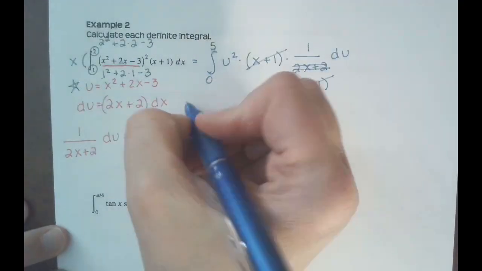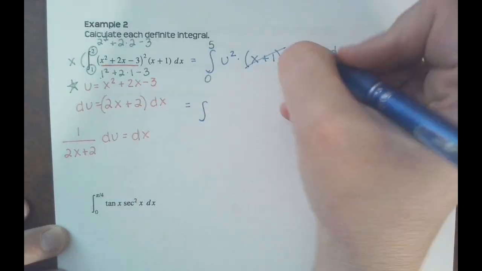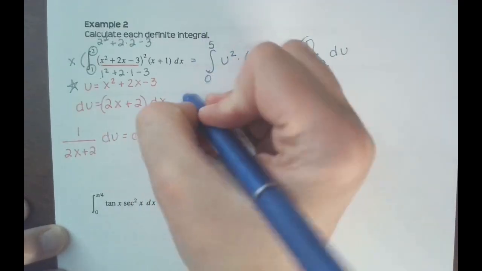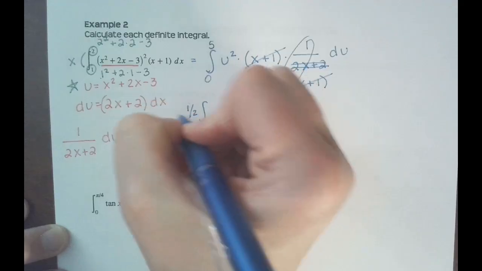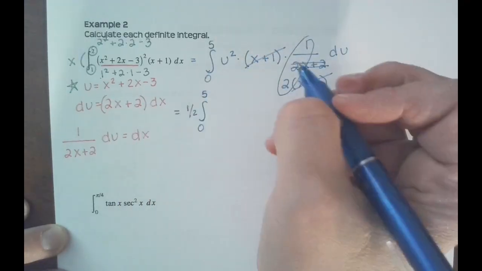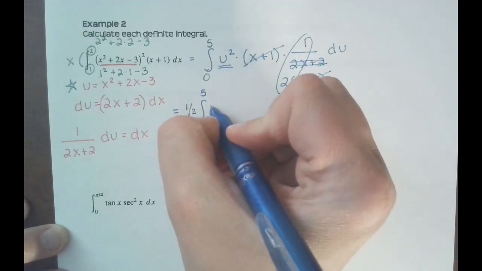So now what my integral says is give me an integral. I've got this 1/2 sitting here. So I should have snuck that in before I wrote this down. I have a 1/2. My endpoints are 0 and 5. And then inside the integral, I've basically gotten rid of everything else except for this u squared.